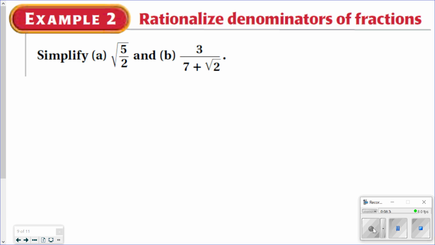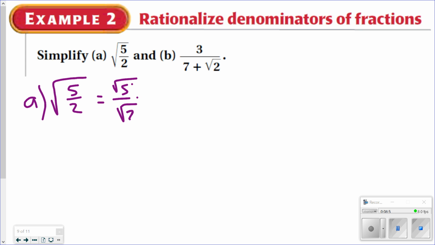So here are 2 examples. Let's start with a. I have the square root of 5 divided by 2. If I plug that in my calculator, I don't get anything pretty. So my next step is to split this into 2 radicals, the square root of 5 divided by the square root of 2. Unlike our previous examples, my radical here does not simplify. The square root of 2 is not pretty. So to get rid of it, I need to multiply by the conjugate, which is going to be the square root of 2. What I do to one, I have to do to the other. So I'm just going to multiply this through.